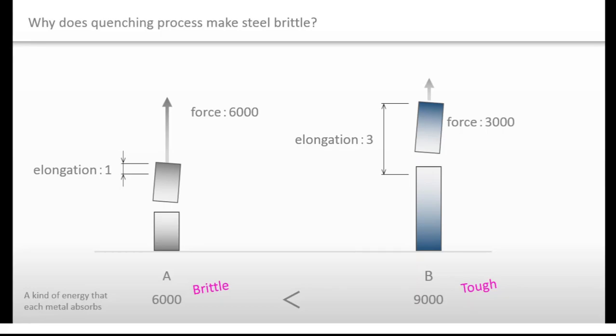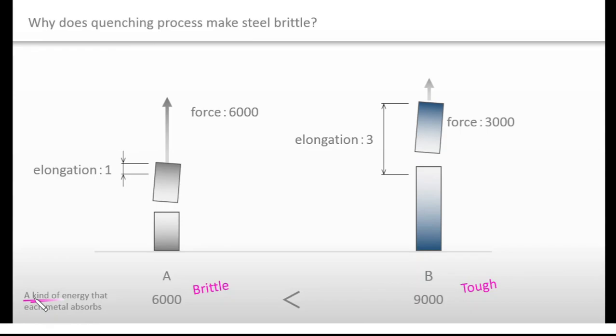I'm afraid, but I need to tell you something you should be careful of. These values are something related to energy, but they are not energy. I mean, the amount of force times elongation cannot become energy. I'd like you to be careful of it.